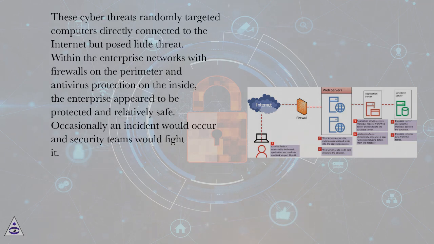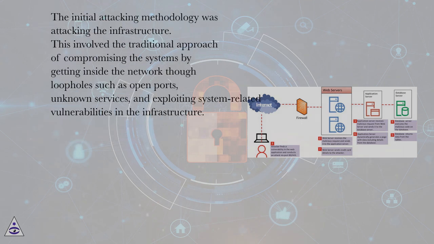Within the enterprise networks with firewalls on the perimeter and antivirus protection on the inside, the enterprise appeared to be protected and relatively safe. Occasionally an incident would occur and security teams would fight it. The initial attacking methodology was attacking the infrastructure. This involved the traditional approach of compromising the systems by getting inside the network through loopholes such as open ports, unknown services, and exploiting system-related vulnerabilities in the infrastructure.